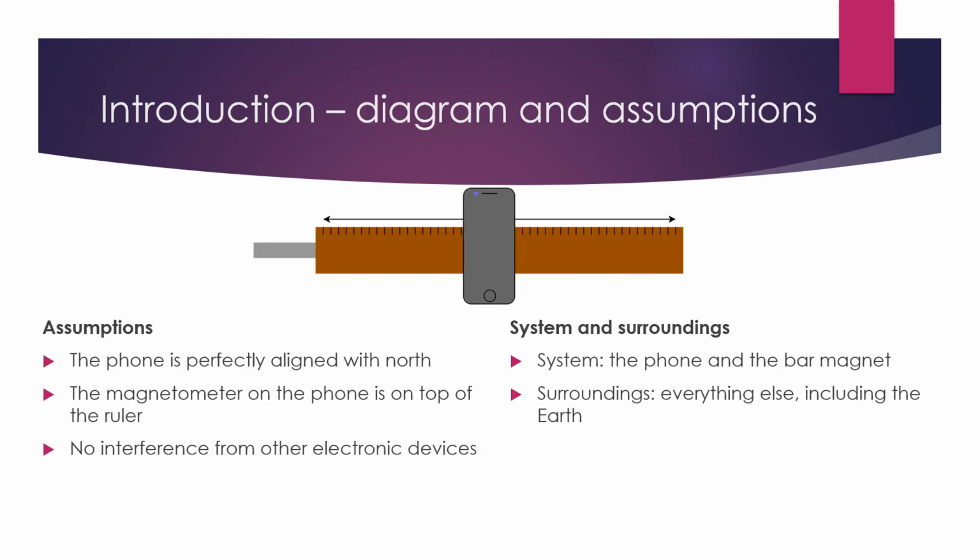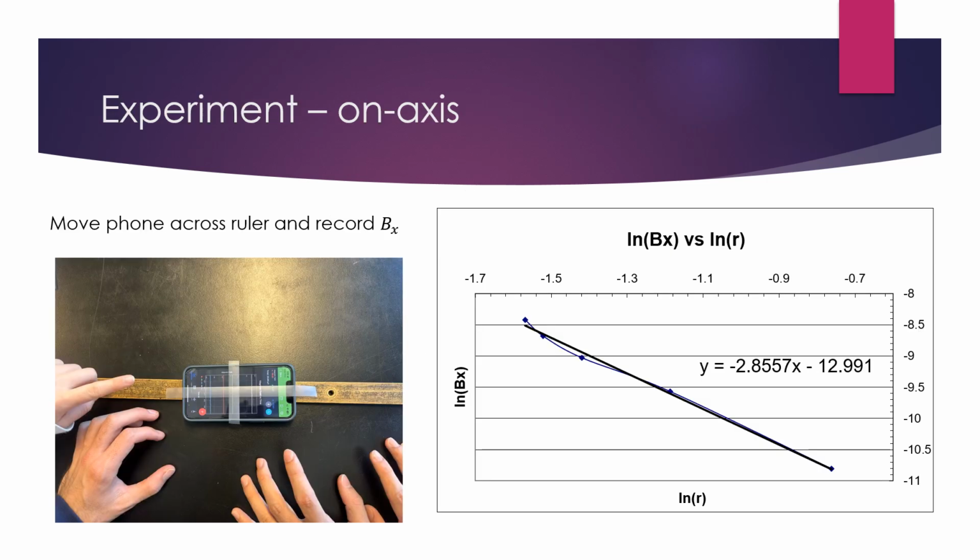The assumptions made are that the phone is perfectly aligned with north, that the magnetometer on the phone is on top of the ruler, and that there is no interference from other electronic devices. The system is the phone and the bar magnet, and the surroundings are everything else, including Earth.